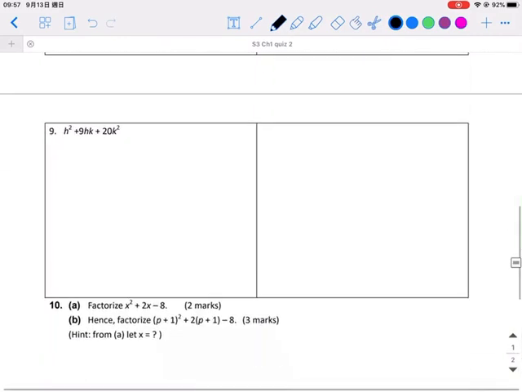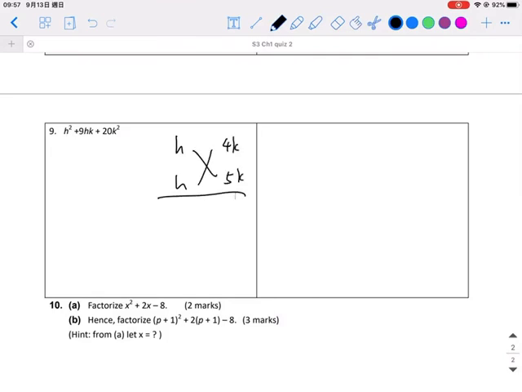For number 9, h times 4k and 5k. So we get 9hk. Therefore the answer is h plus 4k and h plus 5k.